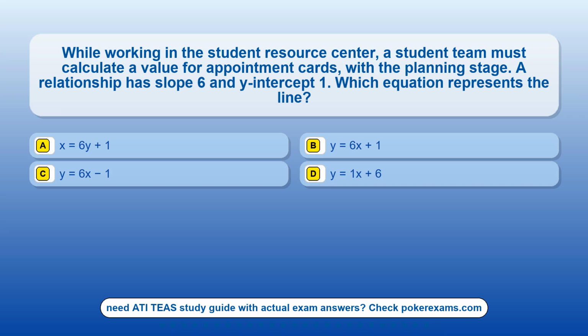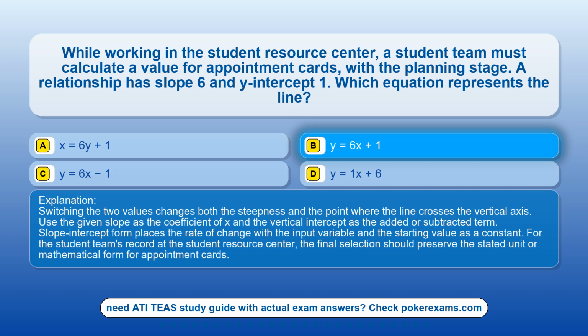Question 4. While working in the Student Resource Center, a student team must calculate a value for appointment cards, with the planning stage. A relationship has slope 6 and y-intercept 1. Which equation represents the line? Option A, x equals 6y plus 1. Option B, y equals 6x plus 1. Option C, y equals 6x minus 1. Option D, y equals 1x plus 6. The correct answer is option B, y equals 6x plus 1.